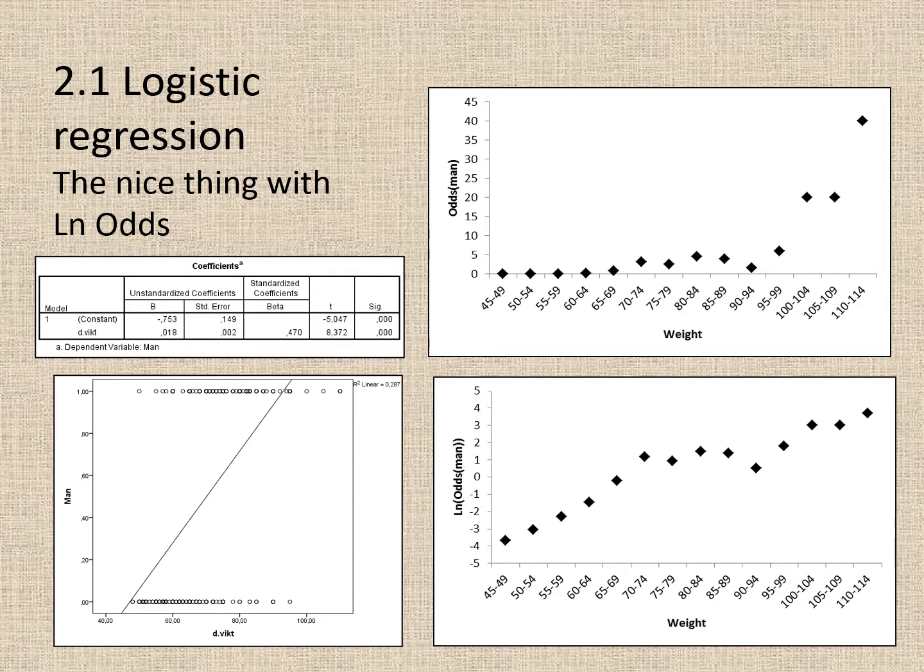Because the effect of an increase in weight on the odds of being a man is independent of the frequency of men and women in your datasets. So the absolute frequencies affect the intercept, but not the regression coefficient.